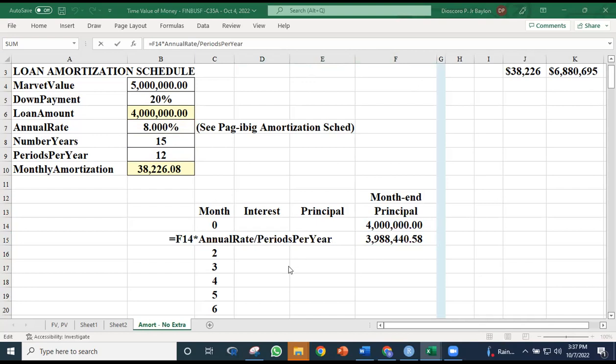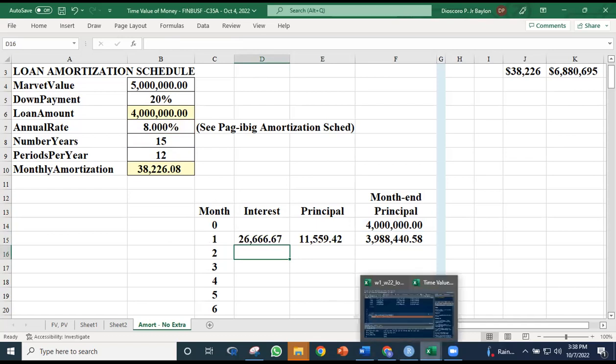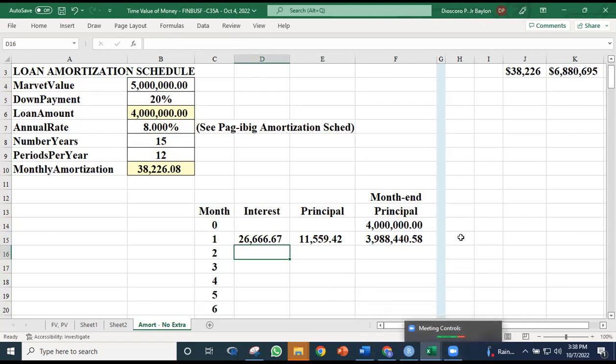Whatever the principal balance is of the previous period. Yan. And then we multiply it by the interest rate. However, since this is monthly, dapat i-divide natin lang siya ng 12. Okay? And then we get 26,667. Did that answer your question, Nicole? Yes, sir. Thank you. Okay, thank you.